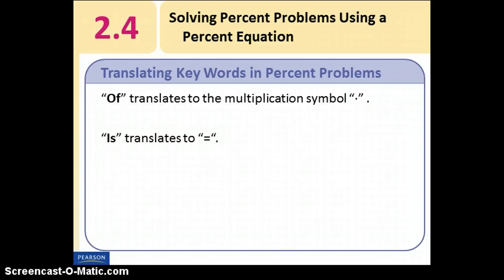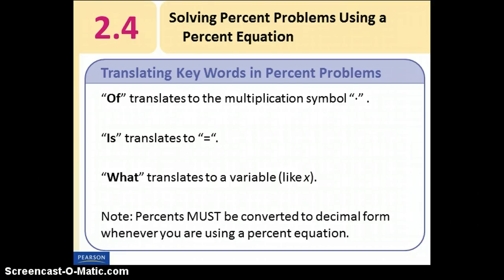The word is translates to an equal sign. The word what, or the phrase what percent, translates to a variable, since it's referring to the unknown value we're trying to find. Note for this method, percents must always be converted to decimal form before it is placed into the equation.